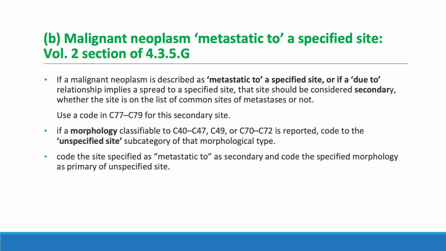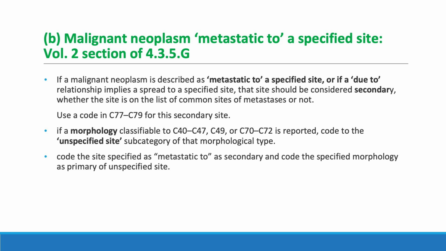When a malignant neoplasm is described as metastatic to a specified site, or a "due to" relationship implies spread to a specific site, that site should be considered secondary, regardless of whether it is on the list of common sites of metastasis. For coding, use C77 to C79 for the secondary site, and if a specific morphology of the code shown is reported, code the unspecified site subcategory of that morphological type as primary, while coding the site specified as metastatic to as secondary.